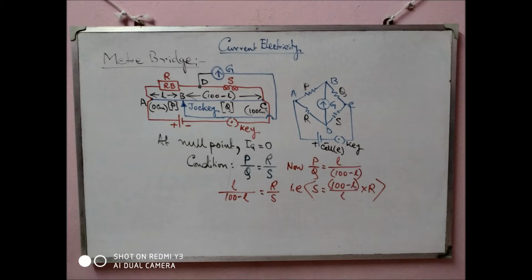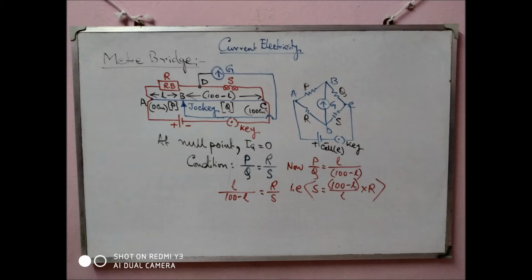So at this null point condition, the point B actually practically is a jockey. Now what is jockey? Jockey is a type of metal rod having a sharp end. Whenever we touch that sharp end to the wire of the meter bridge to find the null point, that point is B.